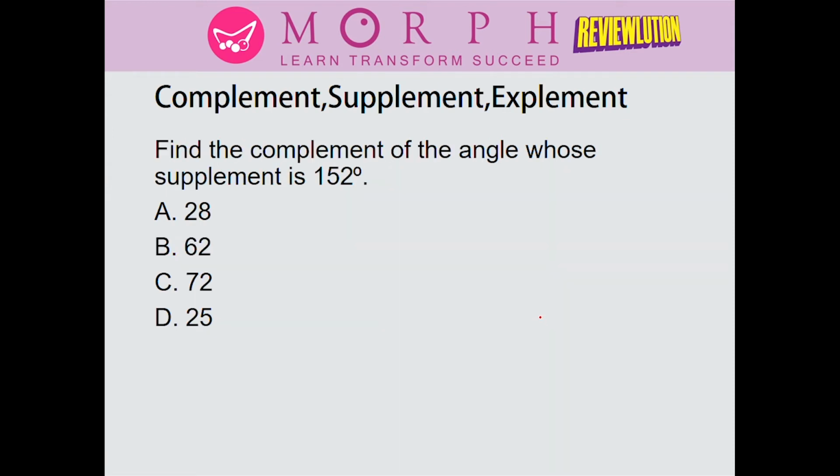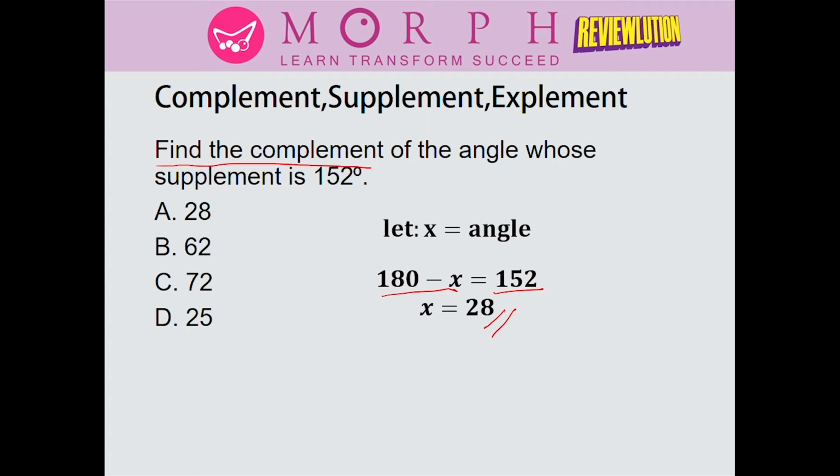Okay? Another one. Find the complement of the angle whose supplement is 152. So, automatic, let x be the angle. Ngayon, nung sinabi niya the supplement is 152, then we can say this, no? The supplement of the angle is 152. Then, ibig sabihin, makukuha mo ngayon yung value ng x. Ang problema ngayon, hindi po yan yung tinatanong. The question is, find the complement. Complement of 28 is 90 minus 28. Therefore, the correct answer is nasa letter B.